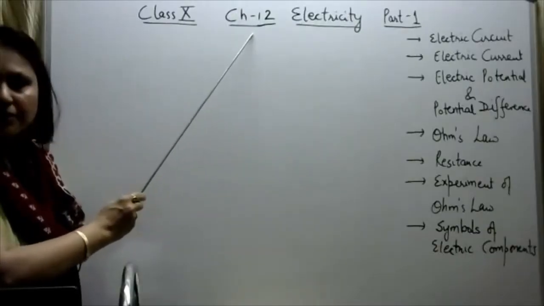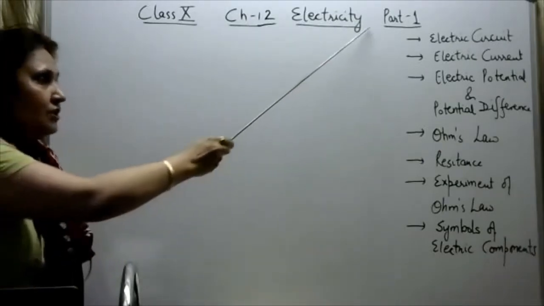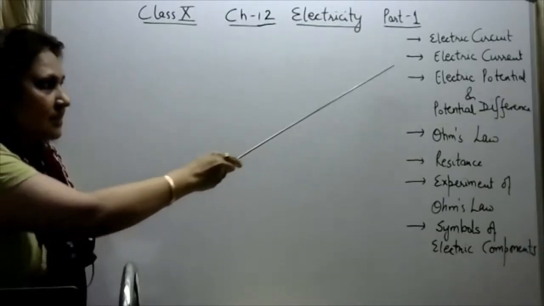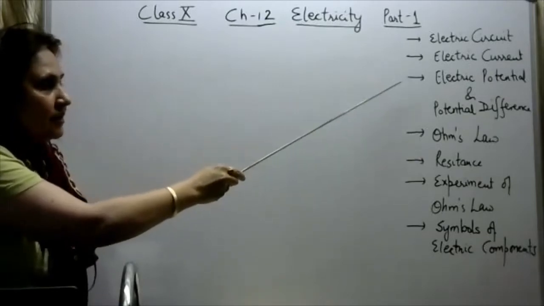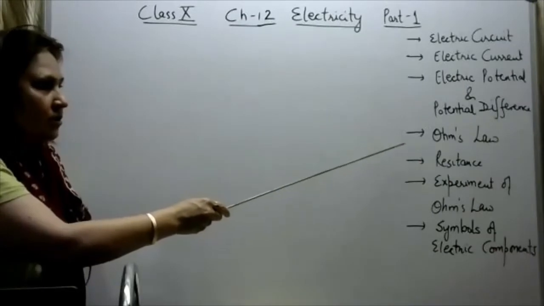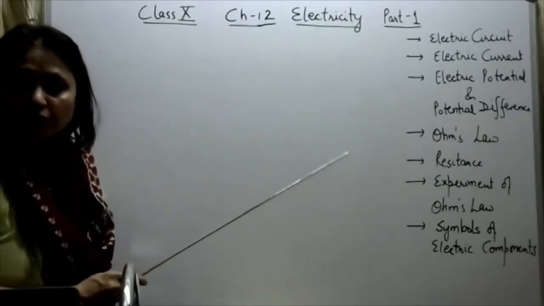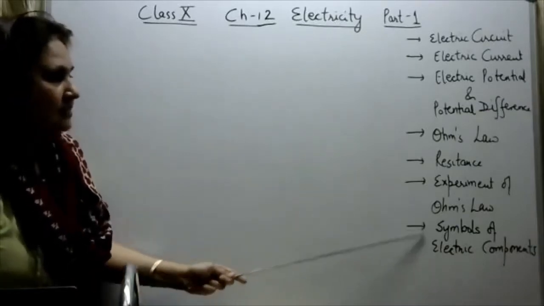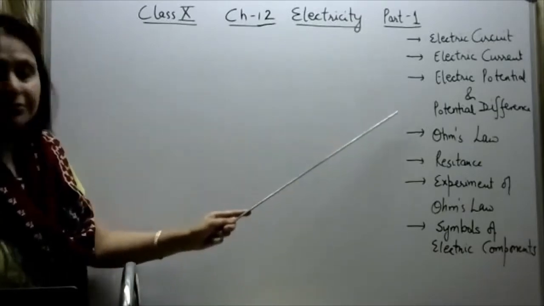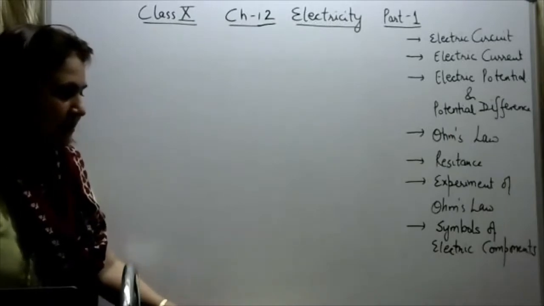This is chapter number 12, Electricity, of class 10th. In the first part, we'll be discussing a few topics: electrical circuit, electric current, electric potential and potential difference, Ohm's law, resistance, then the verification of Ohm's law with the help of an experiment, and symbols of some electric components. We'll try to finish off 2 or 3 topics in part 1. The rest of the topics we'll take in the next part, that is part number 2.